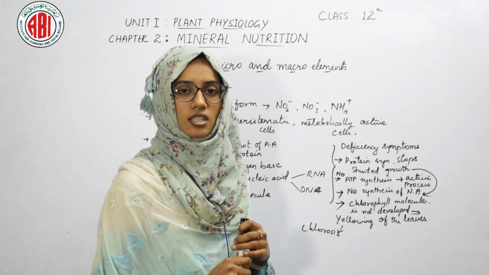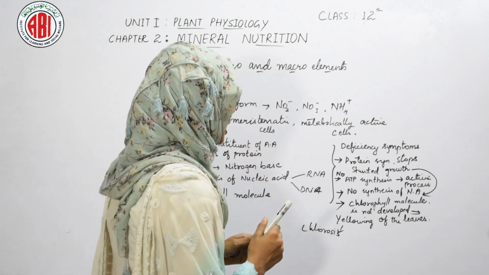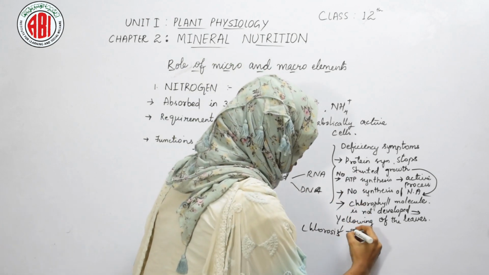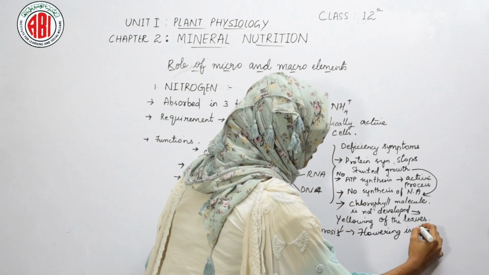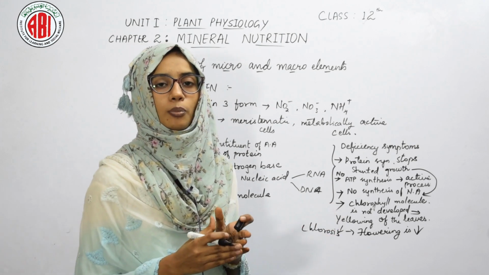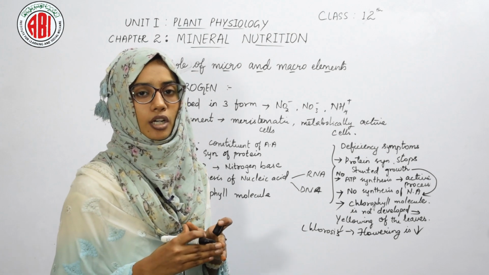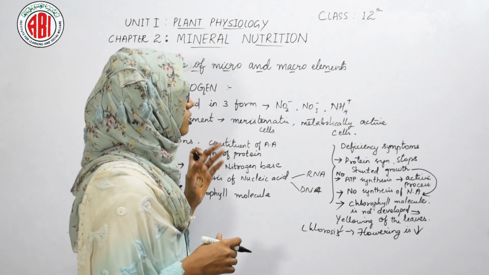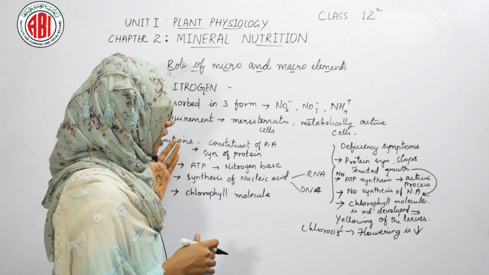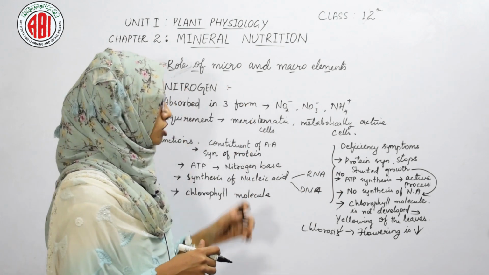One more deficiency symptom we can see due to the absence of nitrogen in the plants is that flowering is reduced. As the flowering decreases in the plant, the fruiting or the production of fruits will also decrease. The fruits will be produced in a small quantity. So these are the functions and the deficiency symptoms of the element nitrogen.